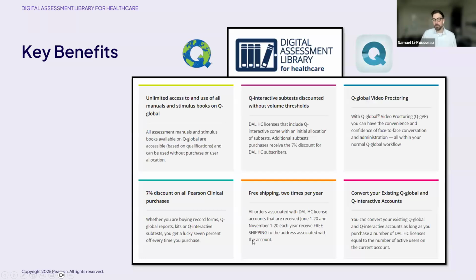In order to encourage customers to try to bulk their purchases, we are also offering free shipping 2 times per year. And so that would be the month of June and also the month of November. And so any orders that you place within those 2 months, you will receive free shipping on those orders, in addition to the 7% discount on the actual items.